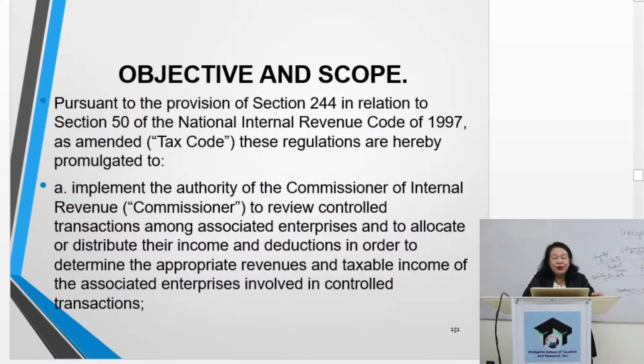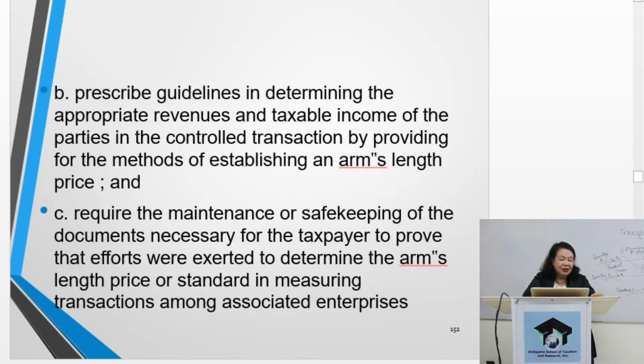Letter B po, ano po yung requirements natin, no? Sa objectives natin sa transfer pricing: prescribe guidelines in determining the appropriate revenues and taxable income of the parties in the controlled transaction by providing for the methods of establishing an arm's length price. Okay. So, anong methods? I-discuss ko rin po to sa inyo. Anyway, mayroong discussions dito sa RR 2-2013 itong mga transfer pricing methods. Pero, i-discuss ko pa sa inyo separate na topic na puro methods lang talaga, para nahimay-himay din natin. And very specific yung ating mga discussions. Pero dito, pahapyaw din dito sa transfer pricing guidelines na to.